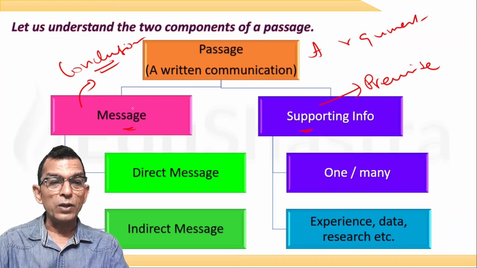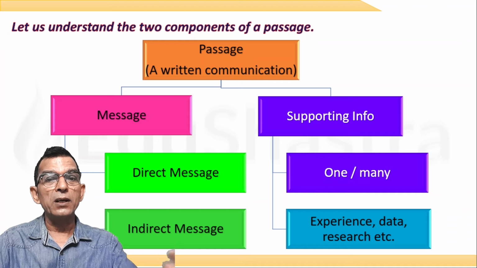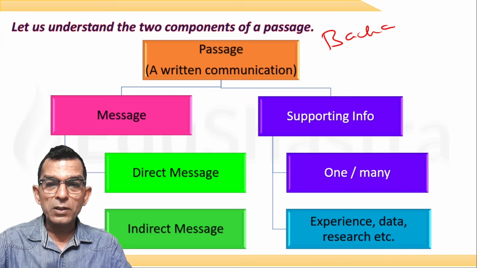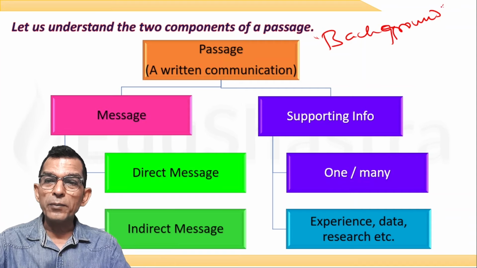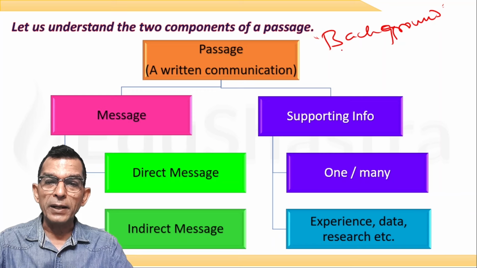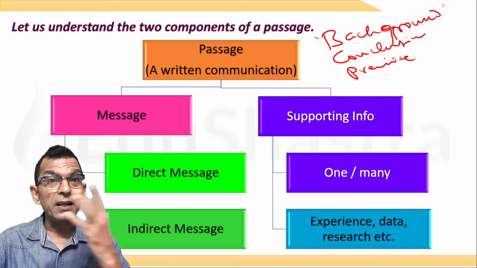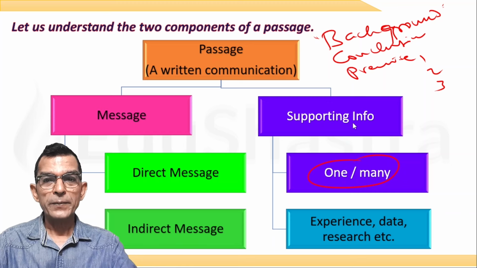Now, let me tell you, these are not the only two things that are important to a passage. These two are essential, without which you cannot write a passage. But I may include some more optional elements. One is called the background information. Sometimes the author may include background information in the fear that the audience may not know what I'm talking about. So I give you a little bit of background about what my conclusion is about, and then I write my conclusion. And then maybe I'll start giving my premise, that is, the reasons. The reasons could be one, two, three, four. Premises could be one or many.